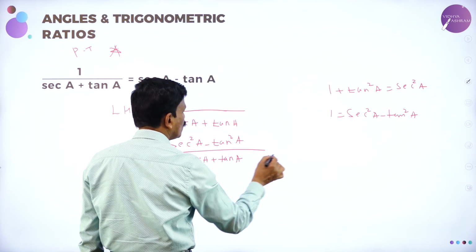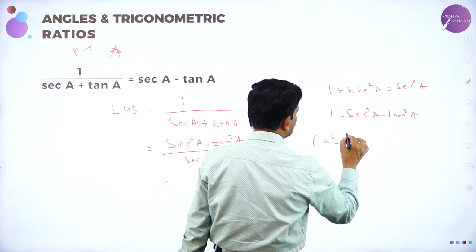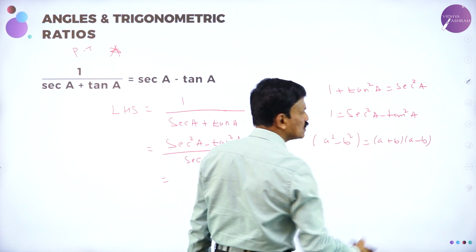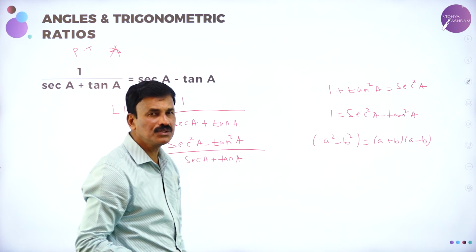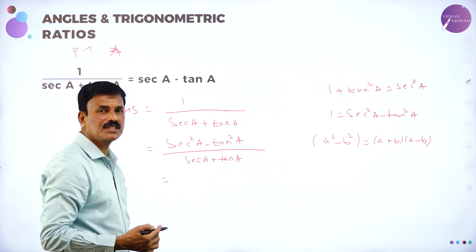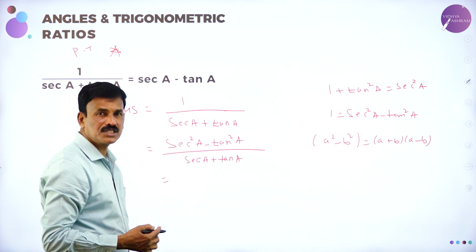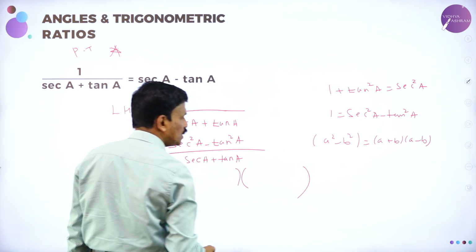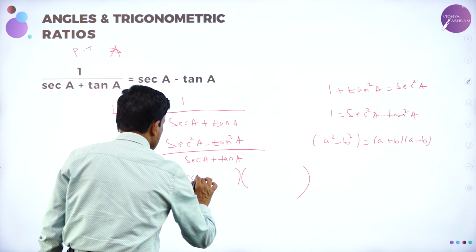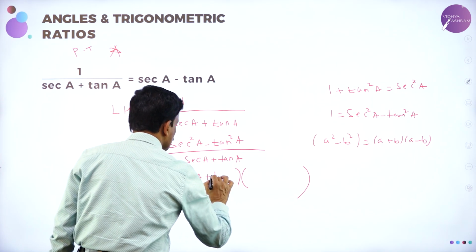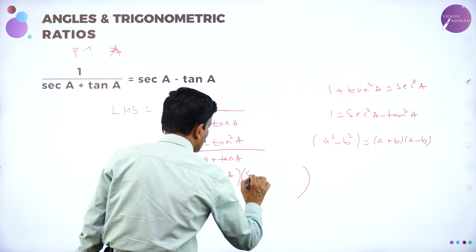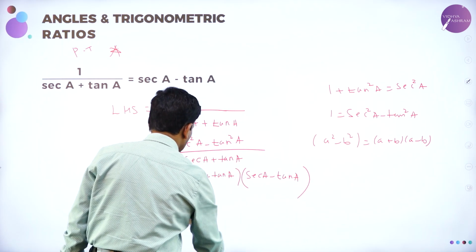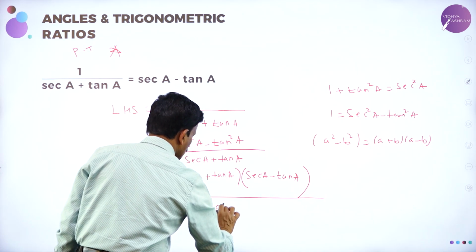Now in the numerator, this is of the form A square minus B square. What is A square minus B square? A plus B into A minus B. What is A? Secant A. Secant A square is secant square, B square is tan square. So this can be written as A plus B into A minus B. What is A plus B? Secant A plus tan A, into A minus B, secant A minus tan A, divided by the denominator, which is the same.